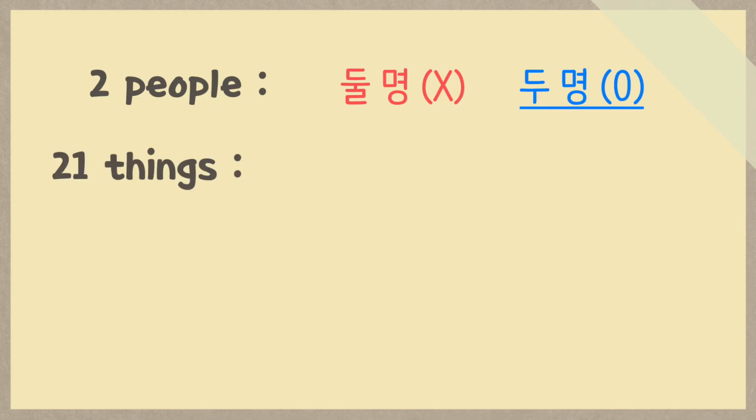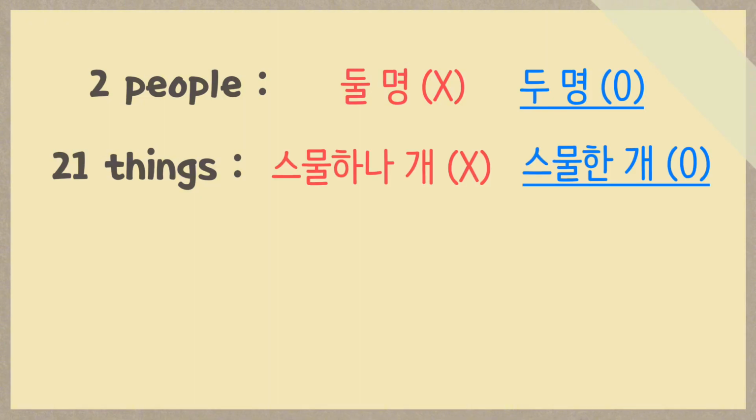How do you say 21 things in Korean? The counter word for general things is 개. So instead of saying 스물하나 개, we should say 스물한 개.